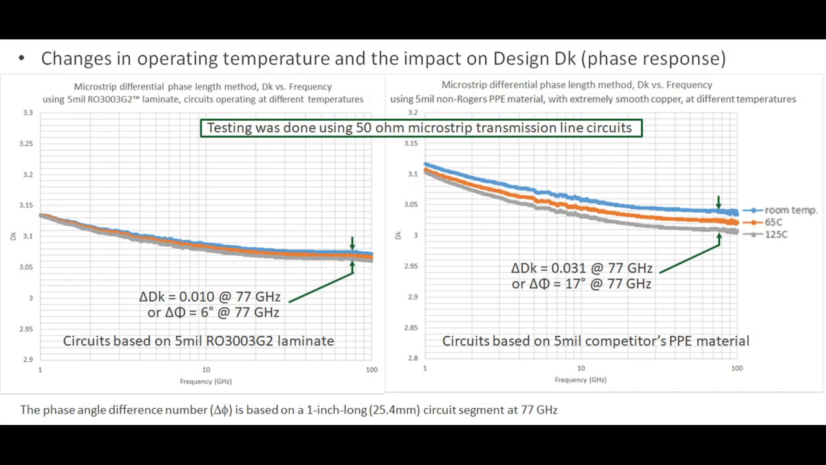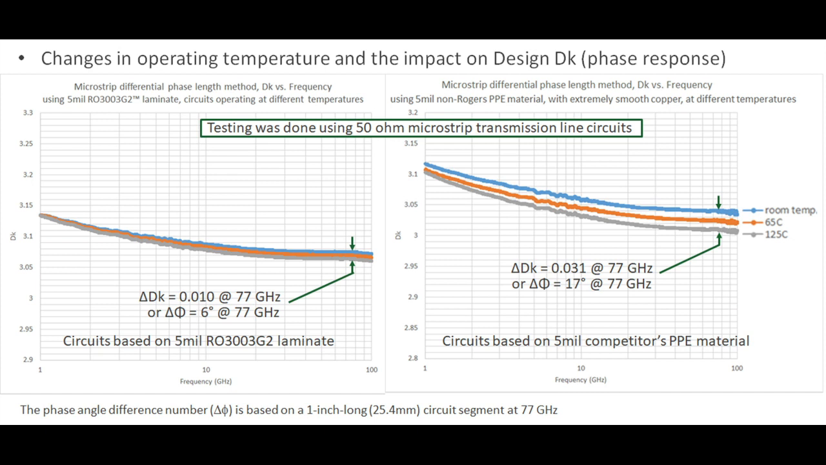Shown here is some information on testing circuits for TCDk. TCDk is thermal coefficient of dielectric constant, and that's how much the dielectric constant will change with a change in temperature. All materials have this property. Now, our materials are formulated to have a very minimal amount of TCDk, so the Dk does not change with a change in temperature. But that's not true with all the materials in the industry.